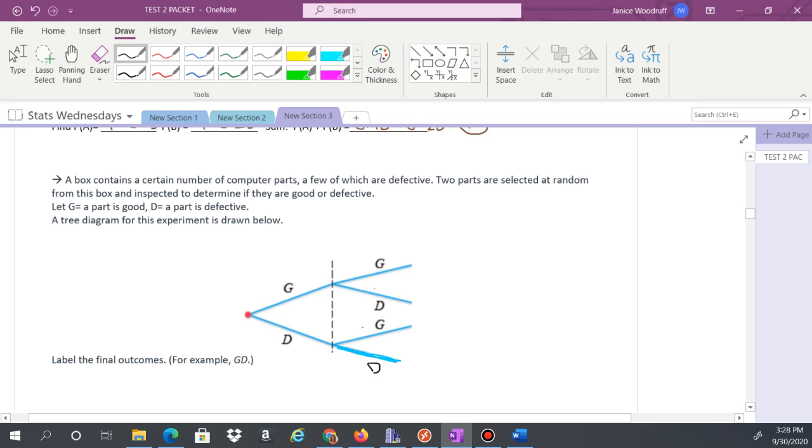So you have a box that contains a certain number of computer parts, few of which are defective. 2 parts are selected at random from this box and inspected to determine if they are good or defective. So G is when it's good, D is when it's defective. Okay, so you're pulling 2 parts out. You open the box and pull 1 part out. On the first part, it's either good or it's defective. So that's this first tree branch here.